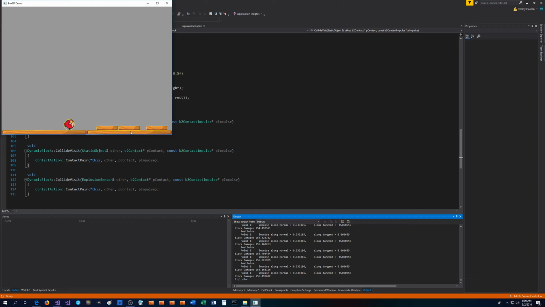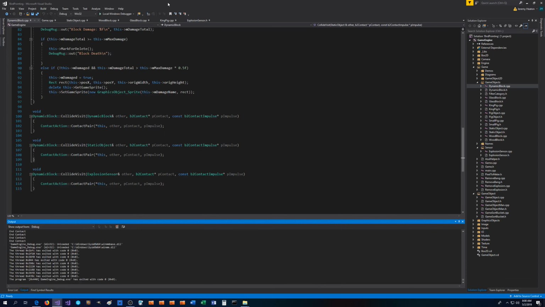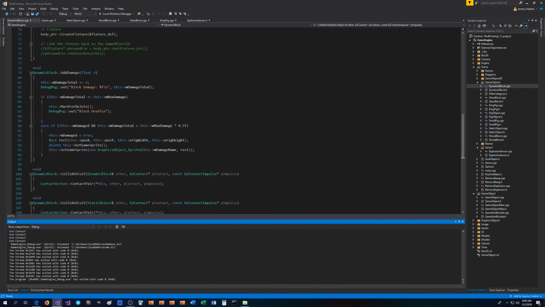It's a different object than the other blocks. So all the collision is being used with the visitor pattern, and each interaction between each unique object is handled. I had to make a hierarchy of different objects.